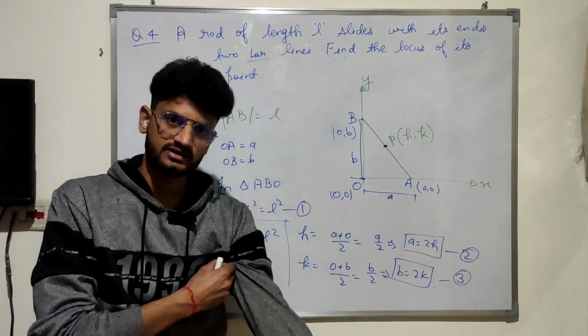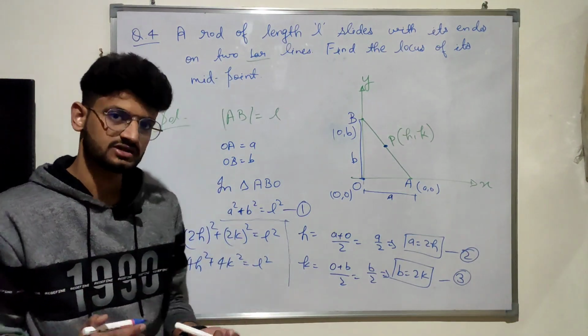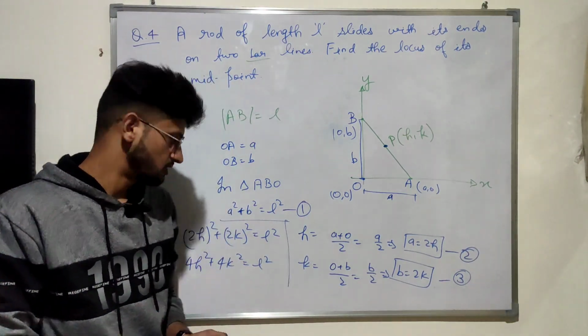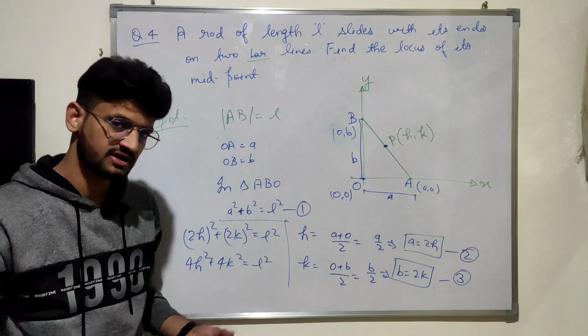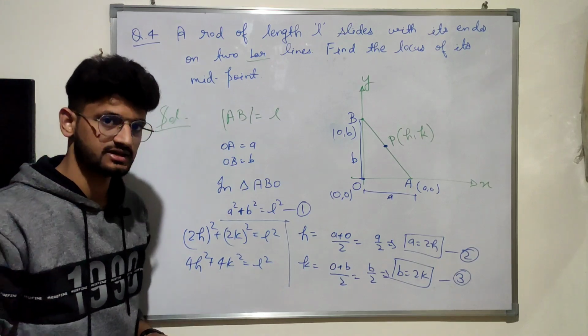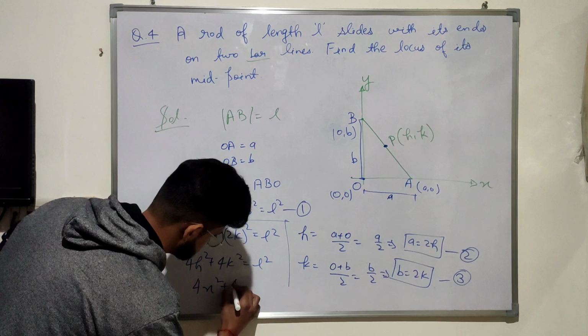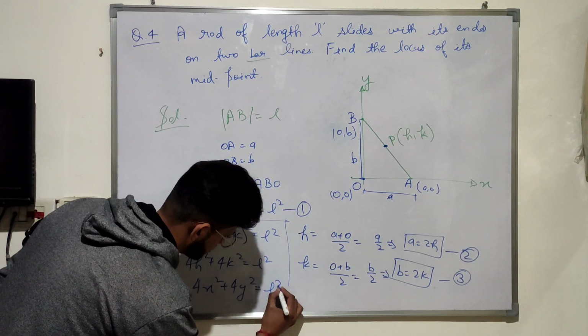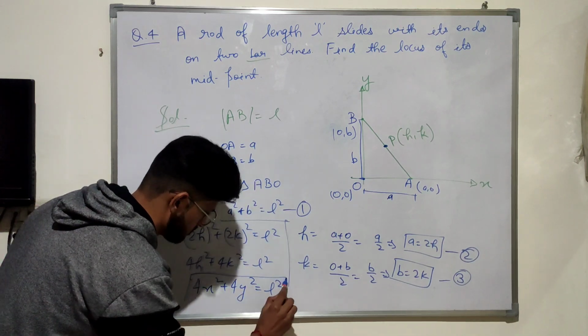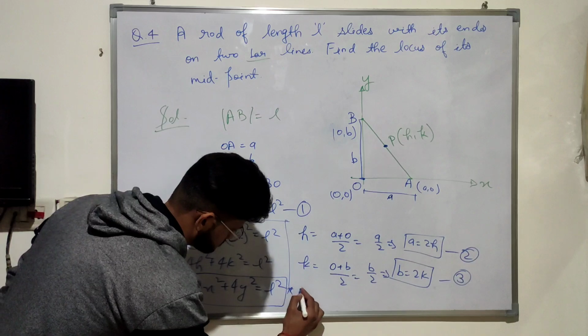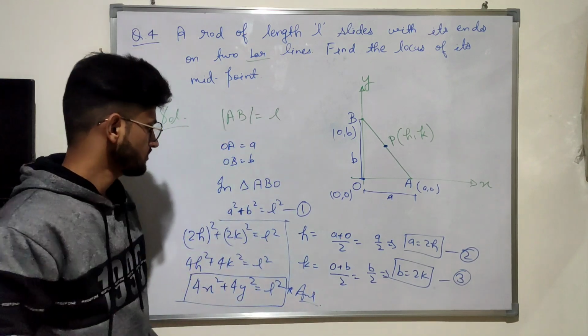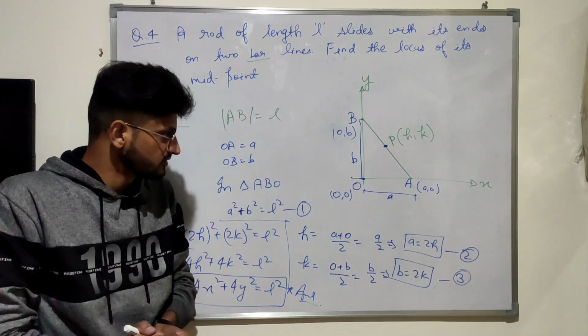So till step 2 we are done here. Step 2 was about solving the given conditions, and we have solved it. Now we need to replace H with X and K with Y. These are simple steps. 4X square plus 4Y square is equal to L square. This is our final equation of the required locus. This is the answer. So this was a good question, one of the good questions.